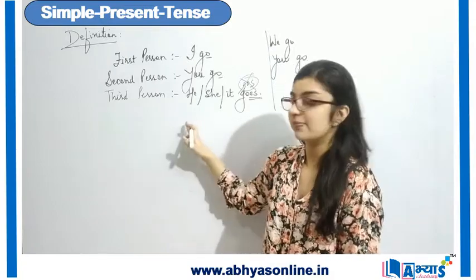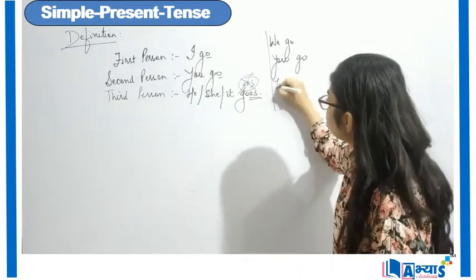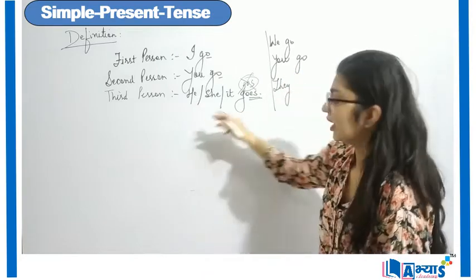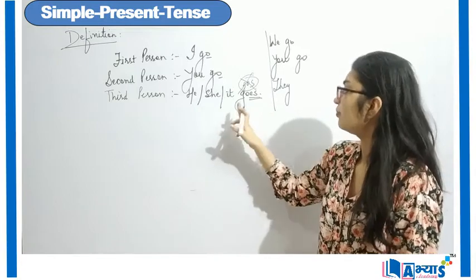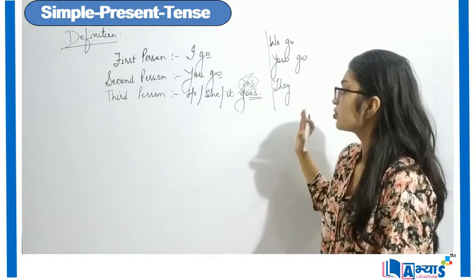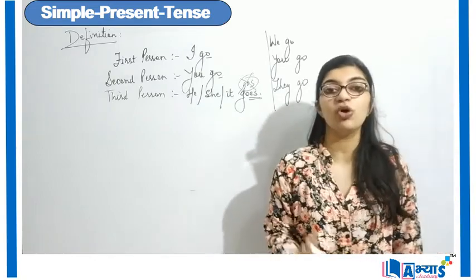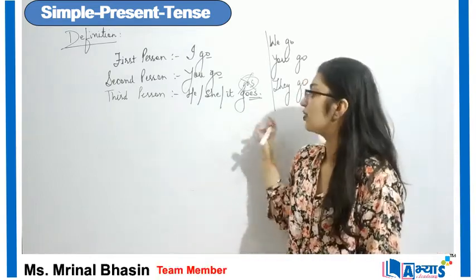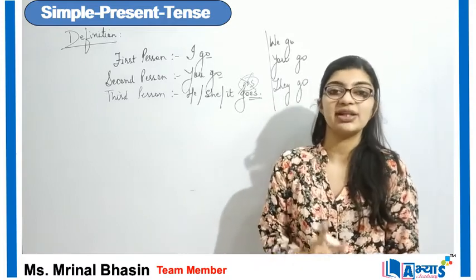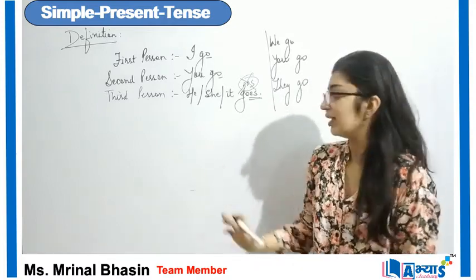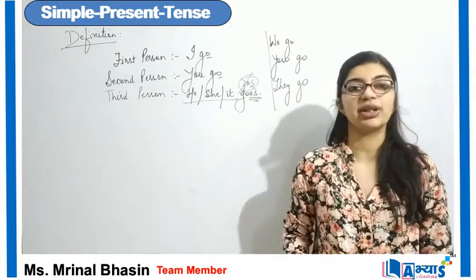But for the third person, he, she, it becomes they. For he also it will be there. For she also it will be there. And even for it will be they. So they go. Then there will be no es. Es will only be used for the third person who is in single form, right? So for singular we use es, for plural no es is used.